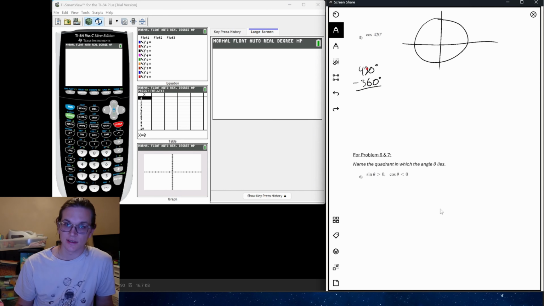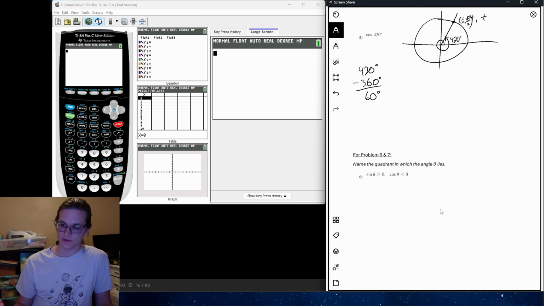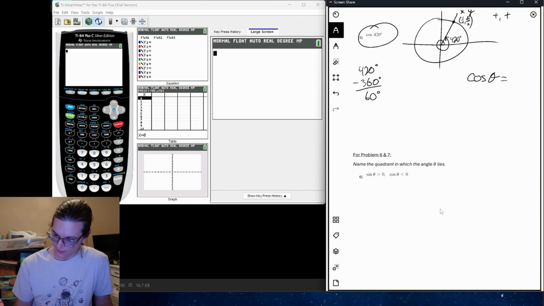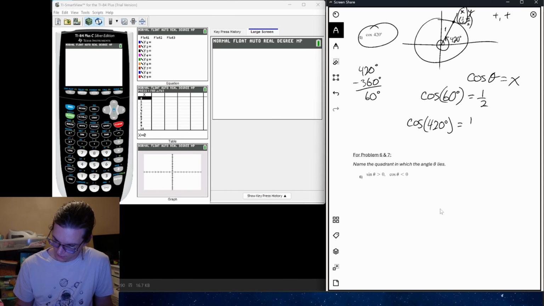So 60 plus 60 is 120. So this is 60. That means 60 degrees right here, all the way around. This is a 420 degree angle. Same thing just happened: 60 degrees is in the first quadrant. First quadrant is plus plus. So you just use these coordinates, 1/2 and root 3 over 2, to solve, and we know that cosine is essentially the same as x. All we have to do is cosine of 60 degrees to get our answer, and that's the x coordinate, 1/2. So cosine of 420 is also 1/2.